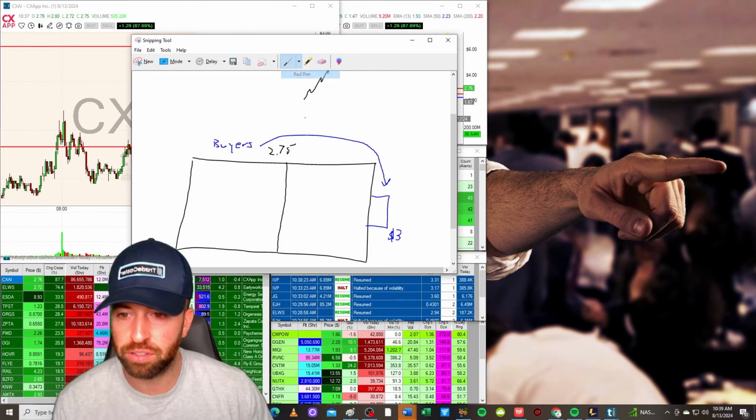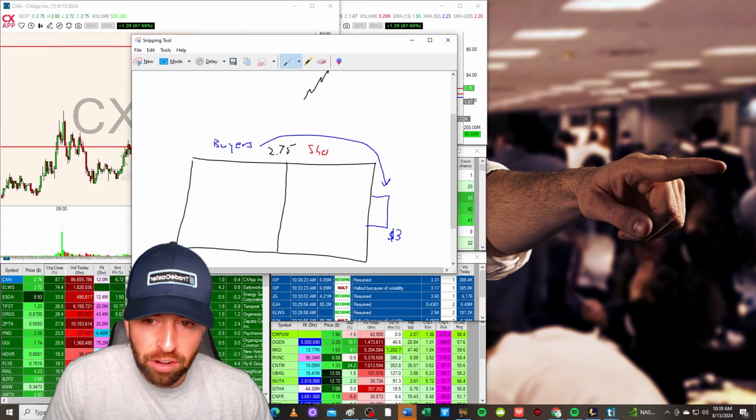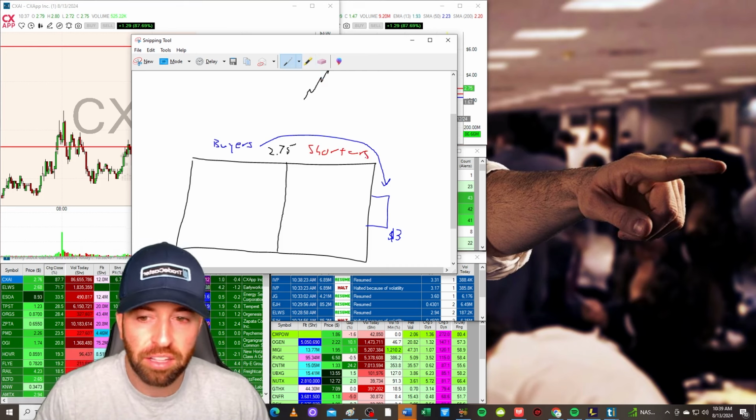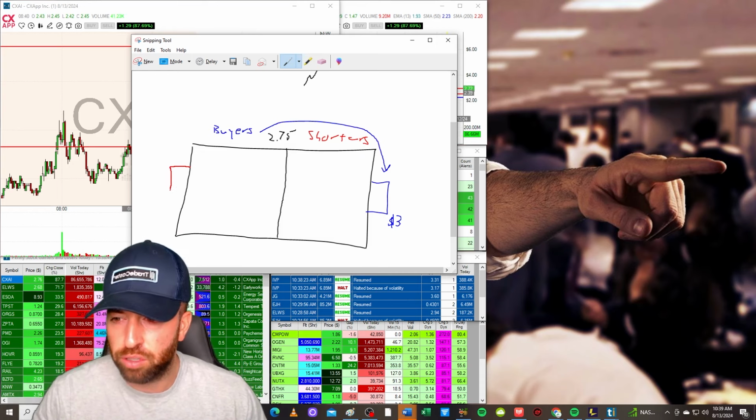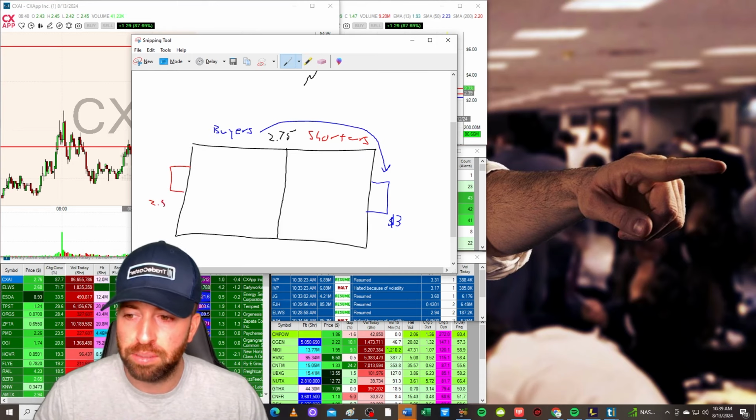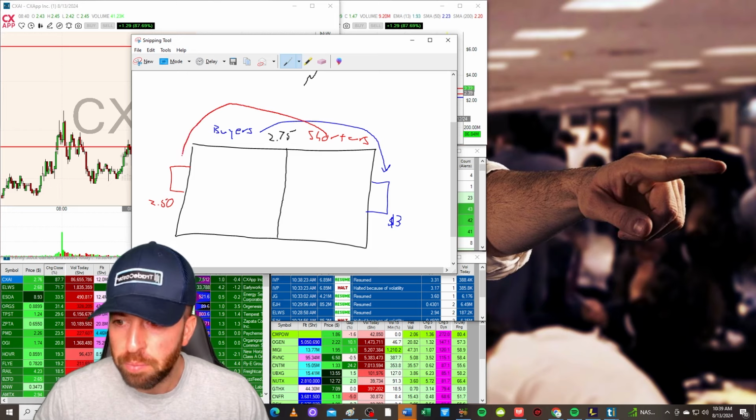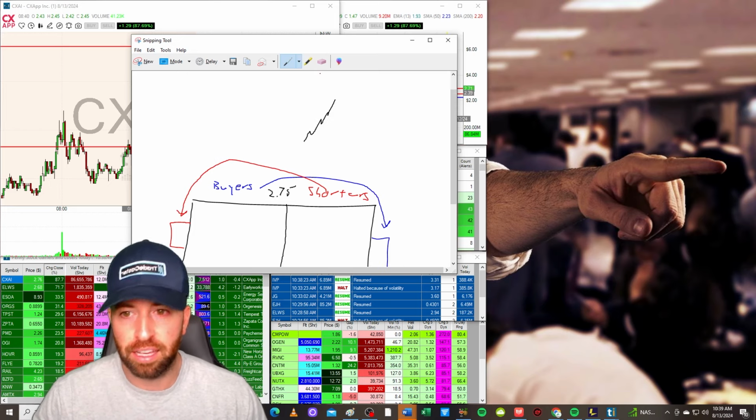What are the sellers' goal? The shorters, the people that are on the ask, the sellers, their goal is to score a goal over here. And their goal is to be able to go down towards 250. And if they go down to 250, guess what's going to happen?